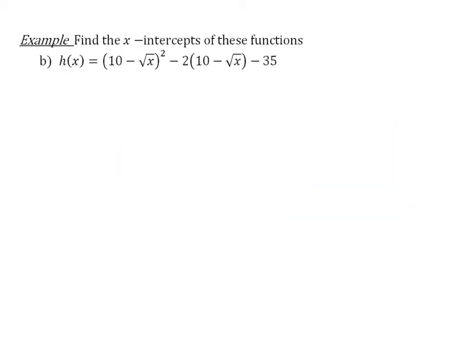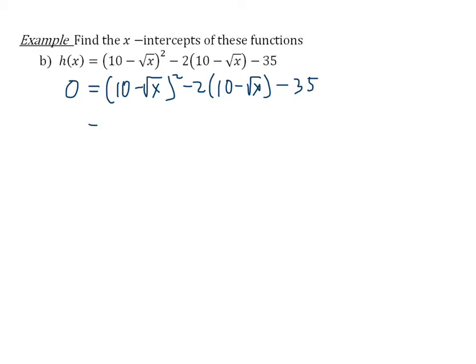And last one here, again, we want the x-intercepts. So we're going to set it equal to 0. So don't let that throw you off there. 10 minus the square root of x, squared, minus 2 times 10 minus the square root of x. We're looking for our u term, and I think it's pretty easy to see in those parentheses. We can pretty clearly see in this one that u is just 10 minus the square root of x.